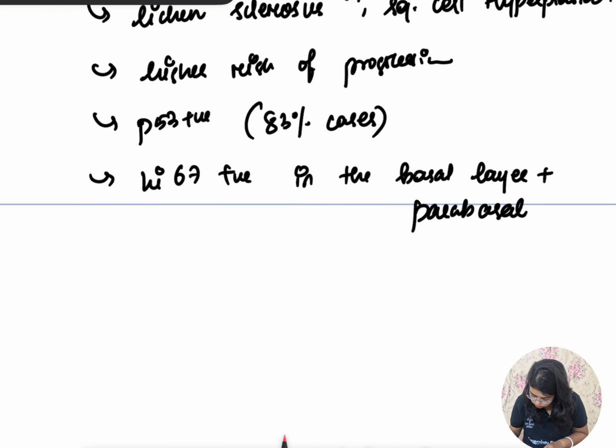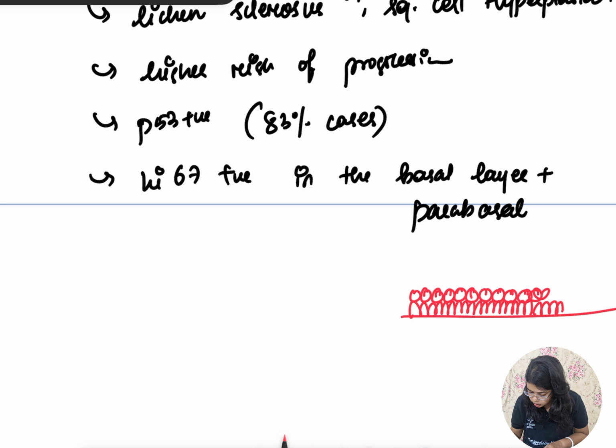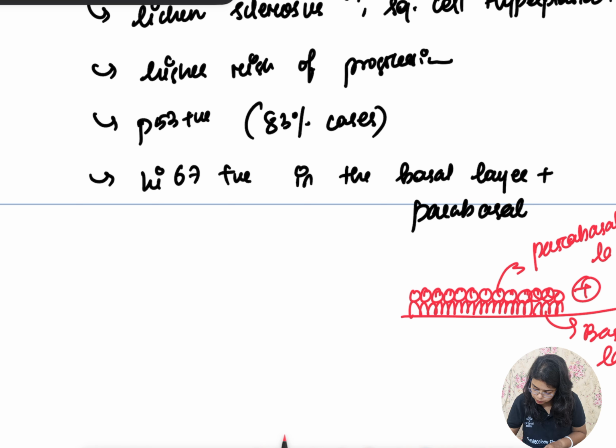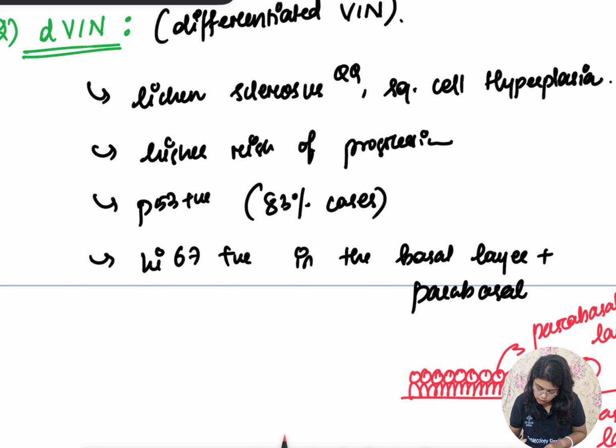This is the basal layer, and this stains Ki67, as well as the adjacent layers, the parabasal layers, which also stain. This is the basal layer and the parabasal layer also stains by Ki67 in DVIN. And see, higher risk of progression. So what is the percentage? 32.8%.